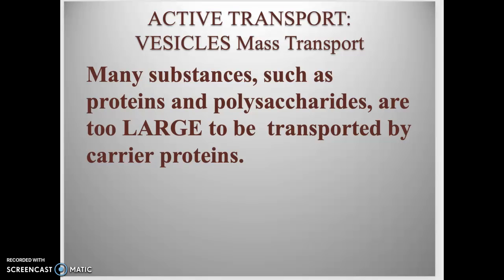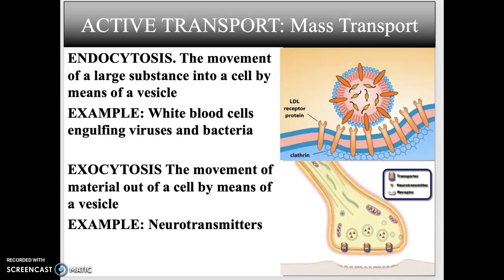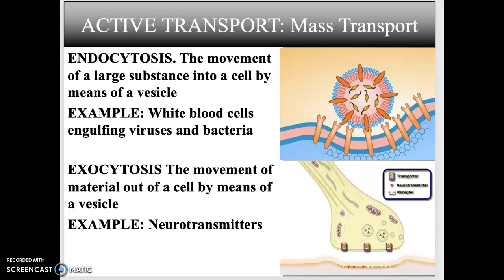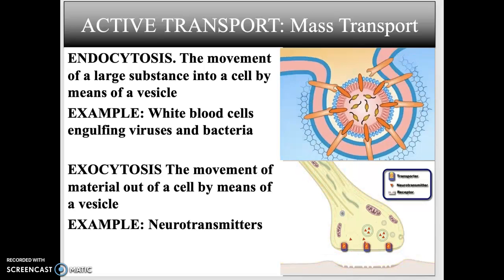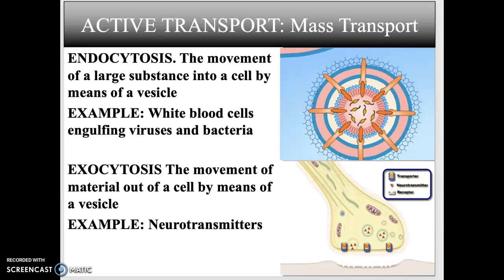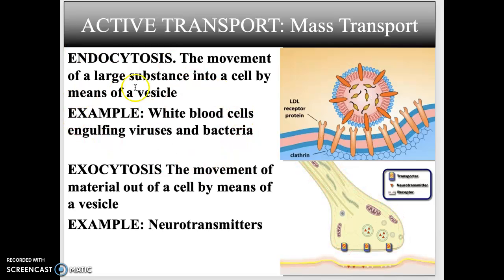Finally, there's another way in which we can get large molecules in and out of our cells. The way that we can do this is by a process called endocytosis, where we take a molecule into the cell. So you can think endo, coming in, and exocytosis, in which we can have a molecule leave the cell. And a great example of this are white blood cells.